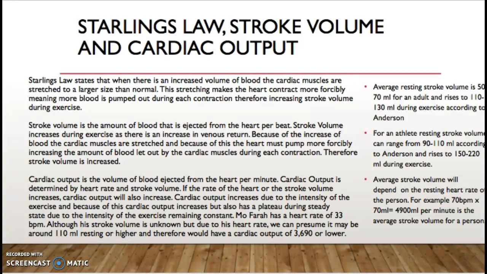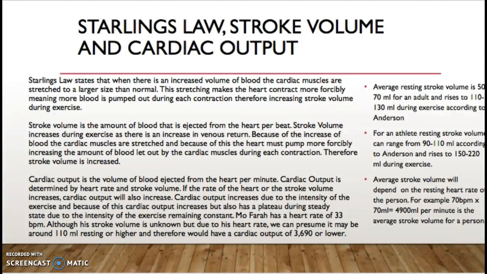The average resting stroke volume is 50 to 70 milliliters for an adult, and rises to 110 to 130 during exercise, according to Anderson. For an athlete, their resting stroke volume can range from 90 to 110 milliliters and rises to 150 to 220 during exercise, according to Anderson. Stroke volume is the amount of blood that is ejected from the heart per beat.